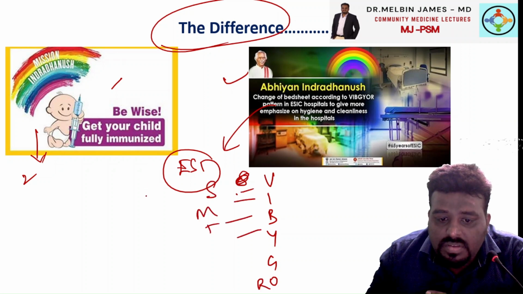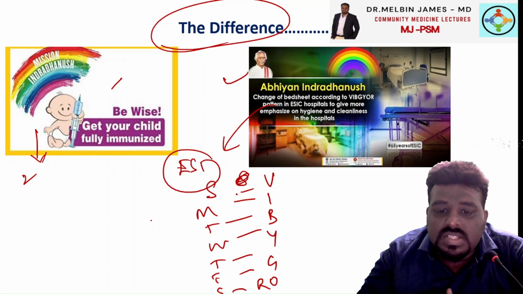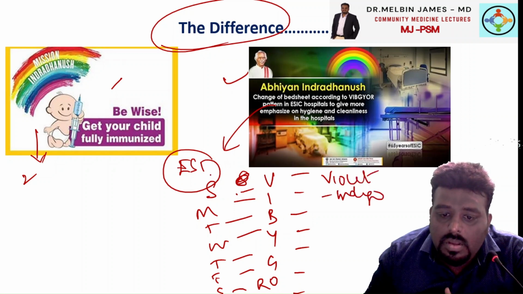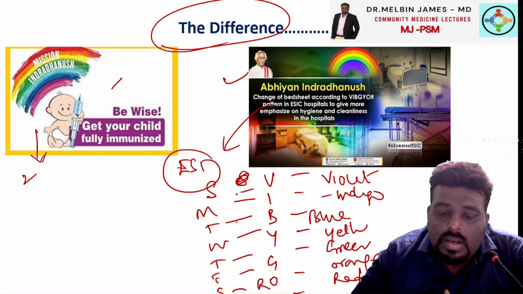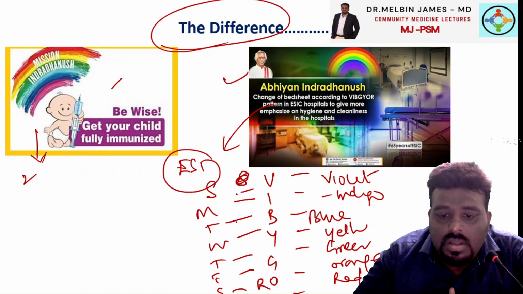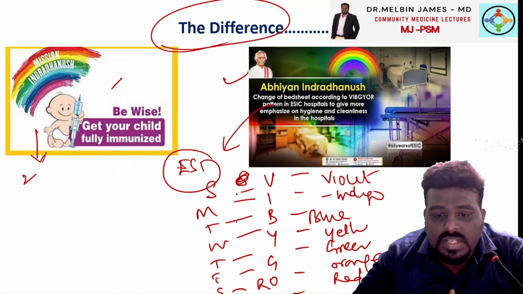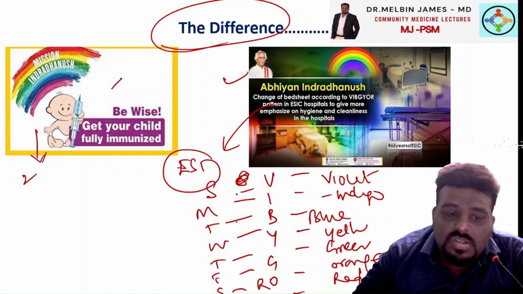Sunday, Monday, Tuesday, Wednesday, Thursday, Friday, and Saturday. Every day of the week they have bedsheets of a color that is part of the rainbow: violet, indigo, blue, yellow, green, orange, and red. For example, on Monday they will have indigo, and on Tuesday they will have blue bedsheets. So there is a rotation of bedsheet colors in ESI as well. That is called Abhiyan Indradhanush. But Mission Indradhanush is totally different.